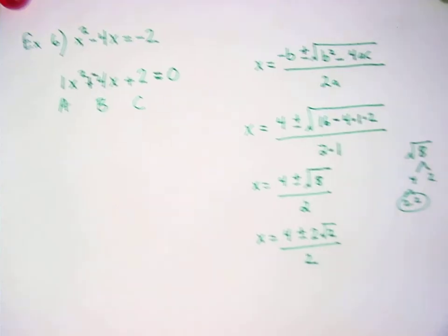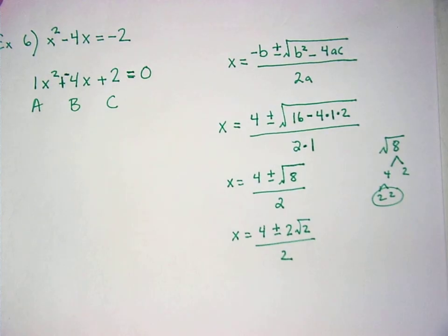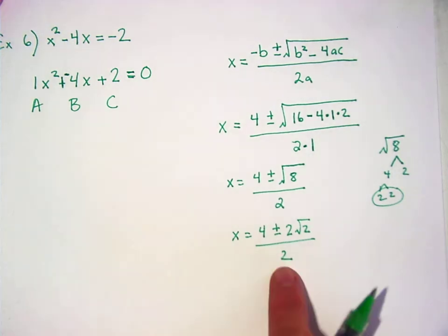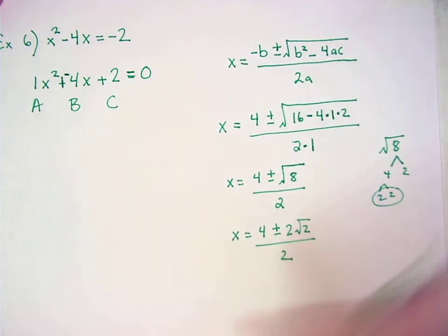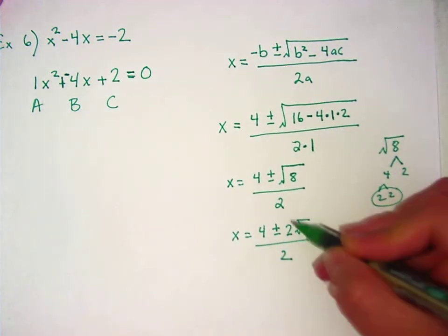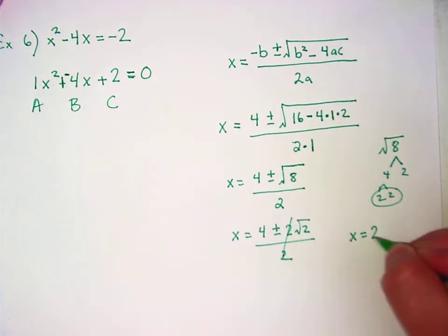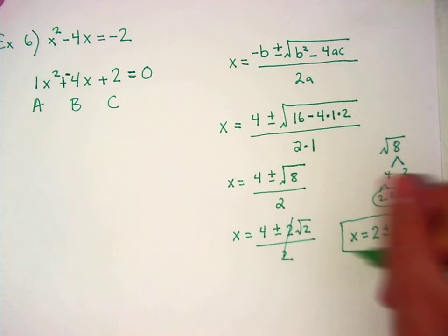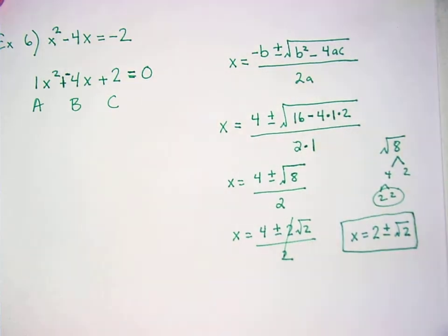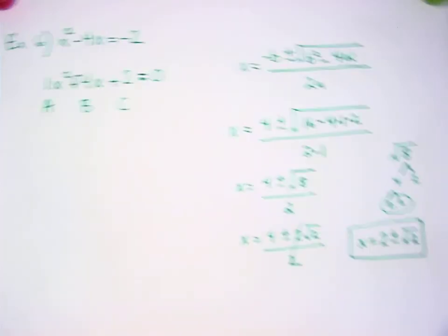Am I going way too fast? Almost done. Since you're dividing by 2, you know how if you divide lots of things by 2 and they all divide by 2, then you can just do them all individually. So what's 4 divided by 2? And these ones also cancel out. So that's 2 plus or minus the square root of 2, and that's your answer. That's the quadratic formula, good old quad form.